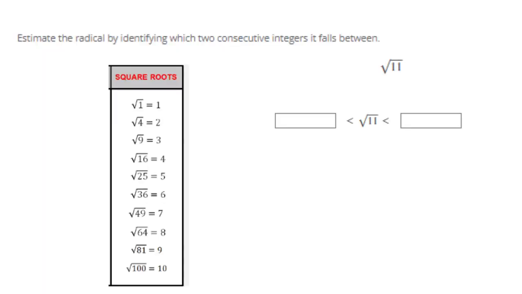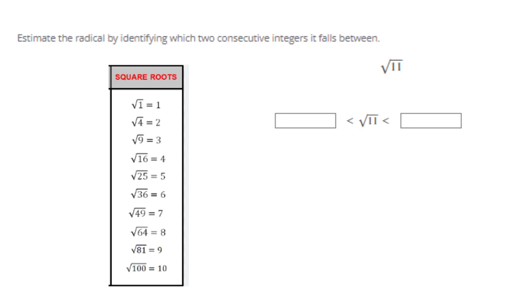So before we even start calculating anything, let's just get an idea of what's going on with this. This one just wants me to estimate what I think the square root of 11 is in this example. Between what integers does it fall? Because 11 is not in my list of perfect squares. It is not a perfect square. It's not one of these.